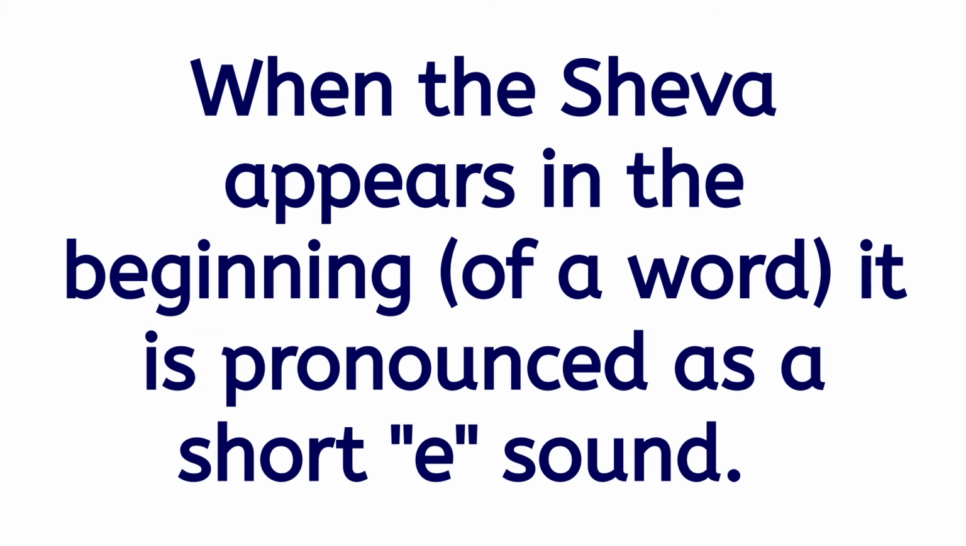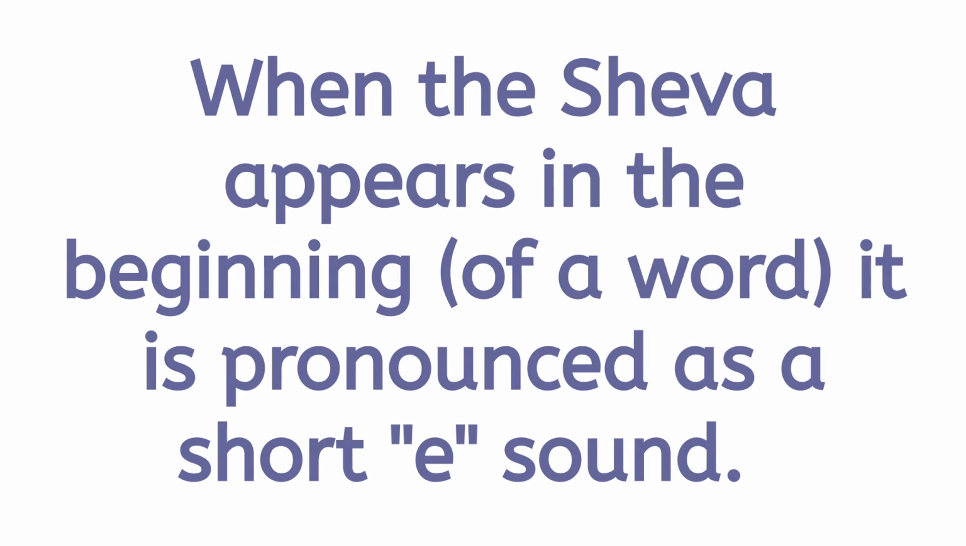So that's a rule. You may want to write that down in your notebook because we haven't been writing too many words except at the beginning with a review. The first rule is that when the Shiva appears in the beginning, it is said as a short e sound. It is pronounced or sounded out. That's your rule number one.